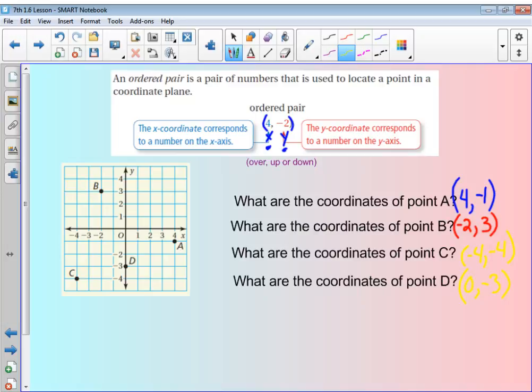Okay, the key thing when you're checking your answers is to make sure that you're not flip-flopping, because that is the most commonly made mistake. Kids will flip their 2 numbers around. Remember, it's always over, then up or down. And if you flip those around, it changes the coordinate or the point as to where it would be.